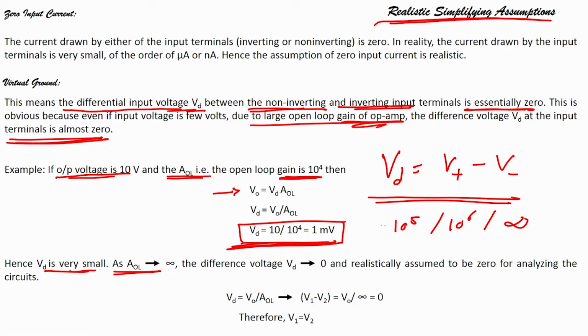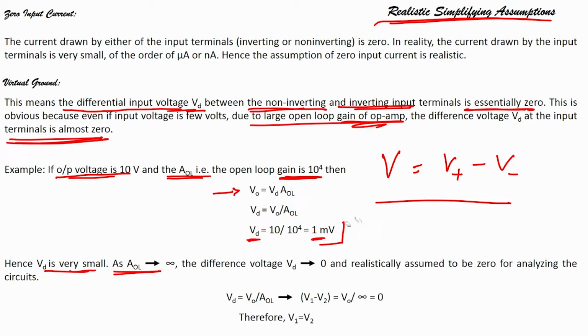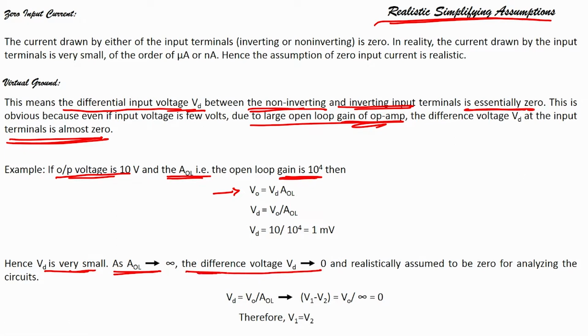What are these values? These are the values of open loop gain. If I keep on increasing the open loop gain, my Vd will come near to 0. My Vd will be approximately equal to 0, right. So, the point that we are making here is that the difference voltage Vd is 0 and realistically assumed to be 0 for analyzing the circuits, right.